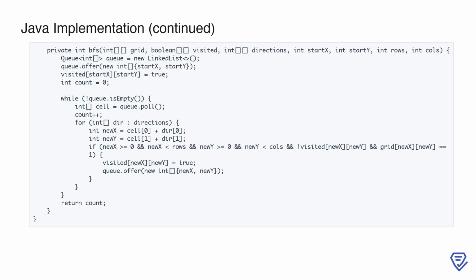The BFS continues until the queue is empty, at which point the count is returned. This count represents the size of the connected landmass starting from the initial cell, which is crucial for determining if the grid is still connected after removing a cell.